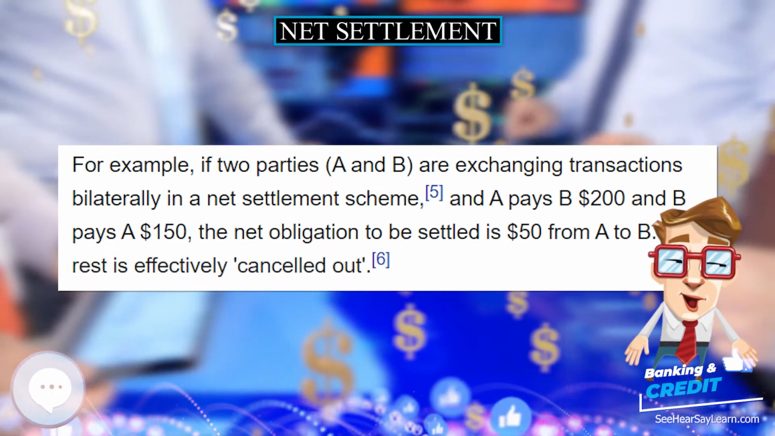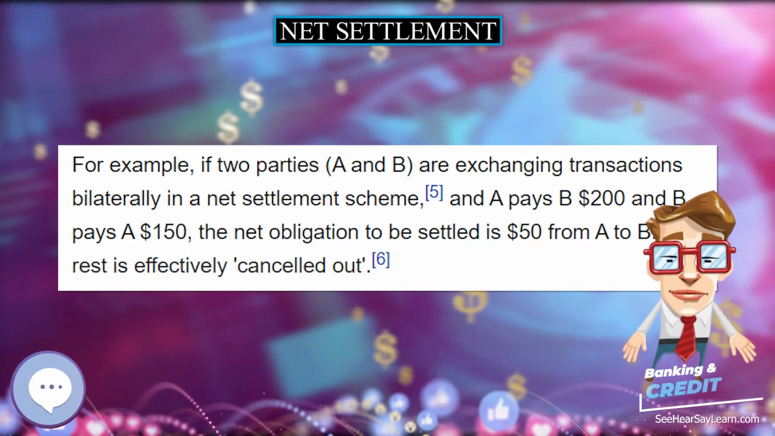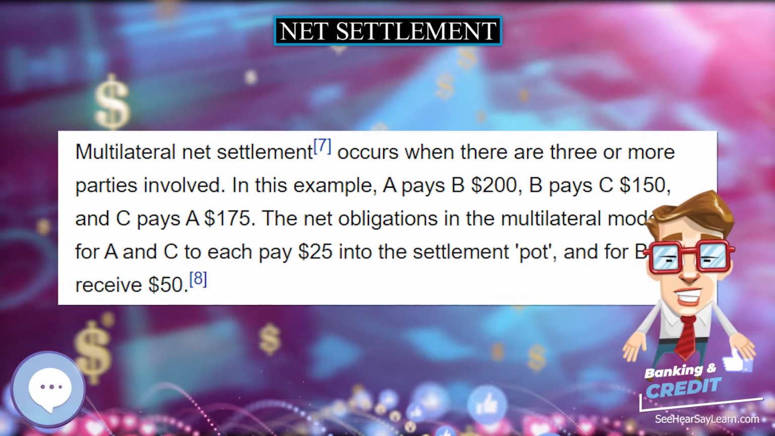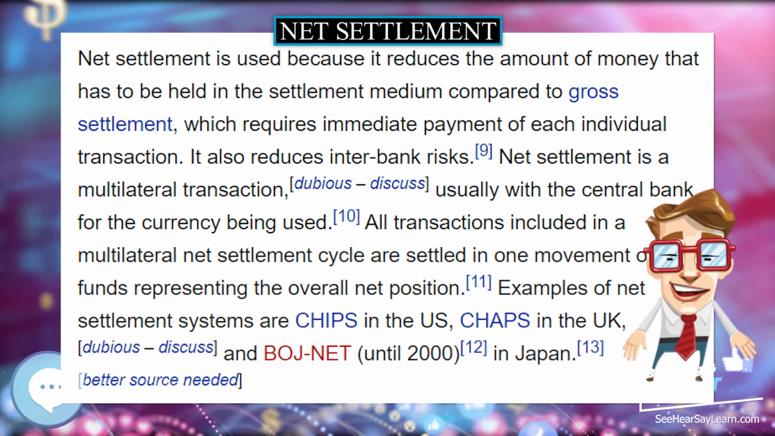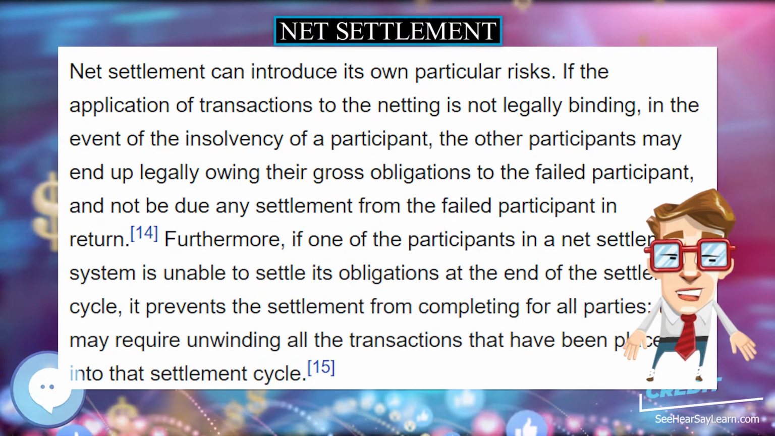Multilateral net settlement occurs when there are three or more parties involved. In this example, A pays B currency 200, B pays C currency 150, and C pays A currency 175. The net obligations in the multilateral model are for A and C to each pay currency 25 into the settlement pot, and for B to receive currency 50.